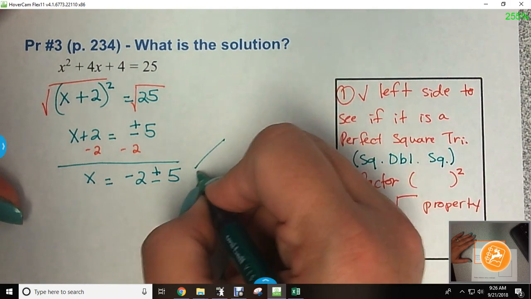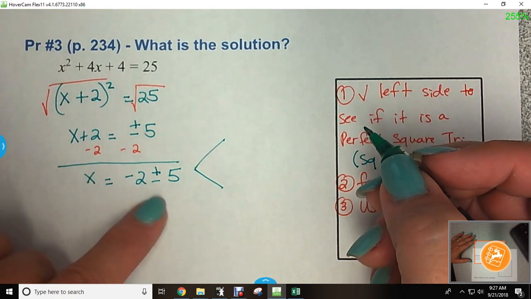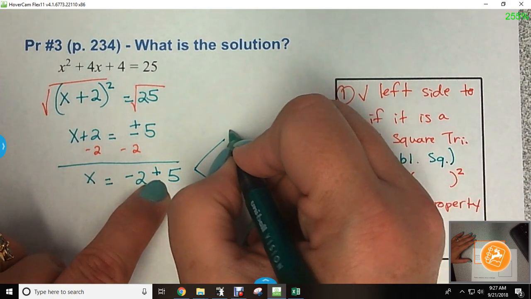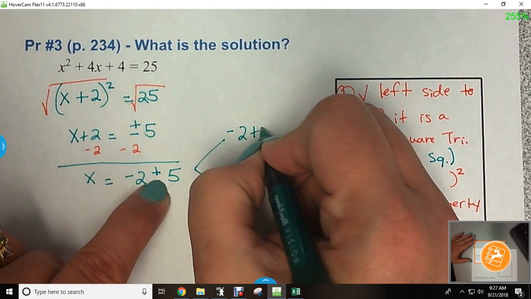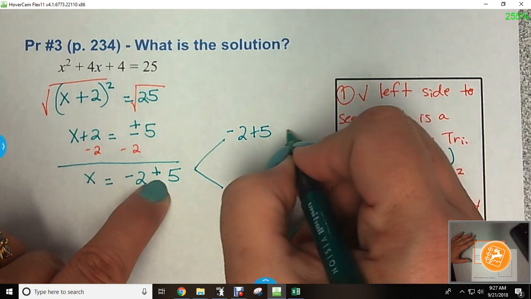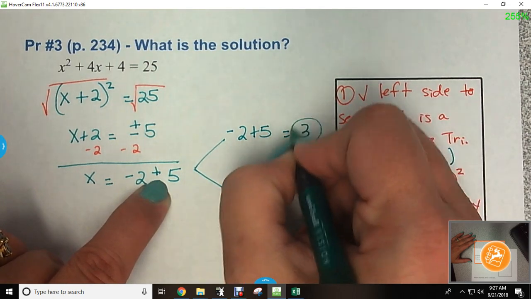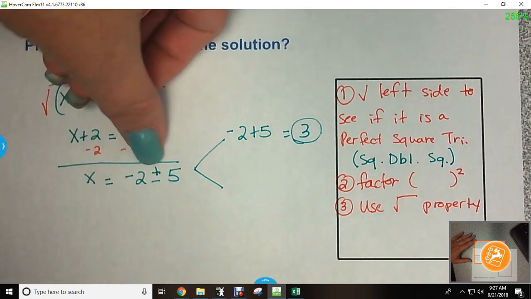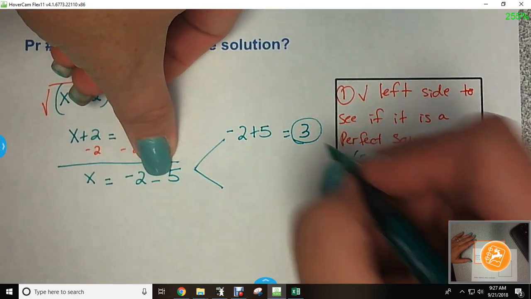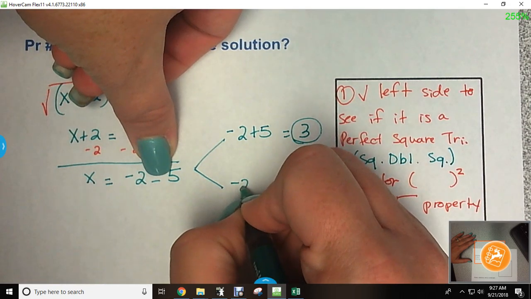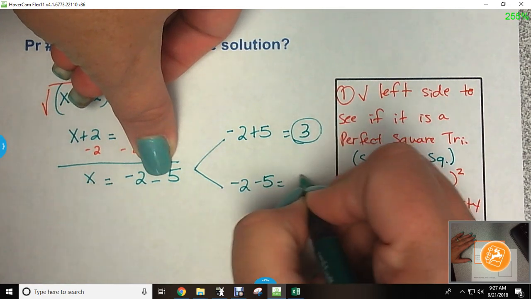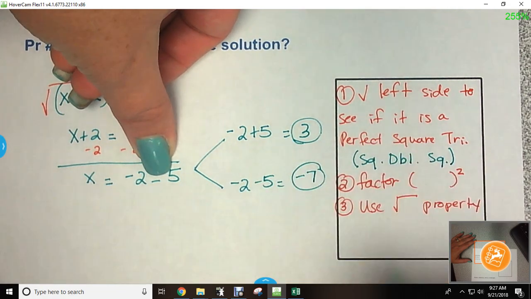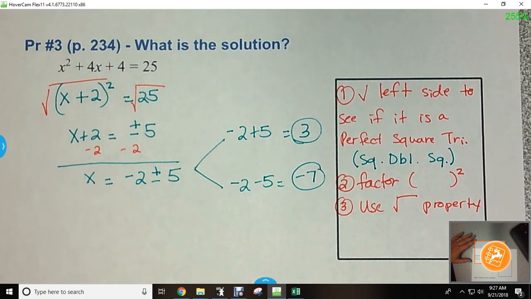So here's the 2 parts to that. If we ignore this negative on the bottom, you have negative 2 plus 5. That'll give me 3 for one of my solutions. If we ignore the negative on the top, I have negative 2 minus 5, which gives me negative 7 as my other solution.